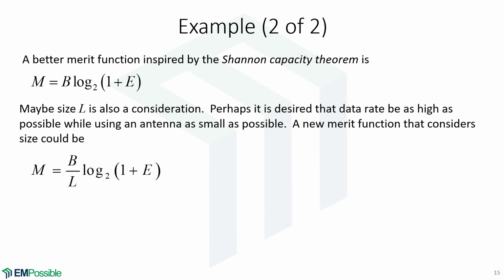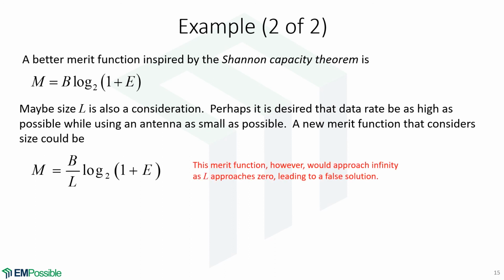The other thing is, maybe we could get a really great antenna, but it's huge. It's way too big to even be usable by our customer at the time. So in this case, we have a merit function that we want to maximize. So what I did is I divided by the size. So smaller antennas would actually increase the merit function. So now we have yet a new merit function. And so let's think about this. Are there any pitfalls with this merit function?